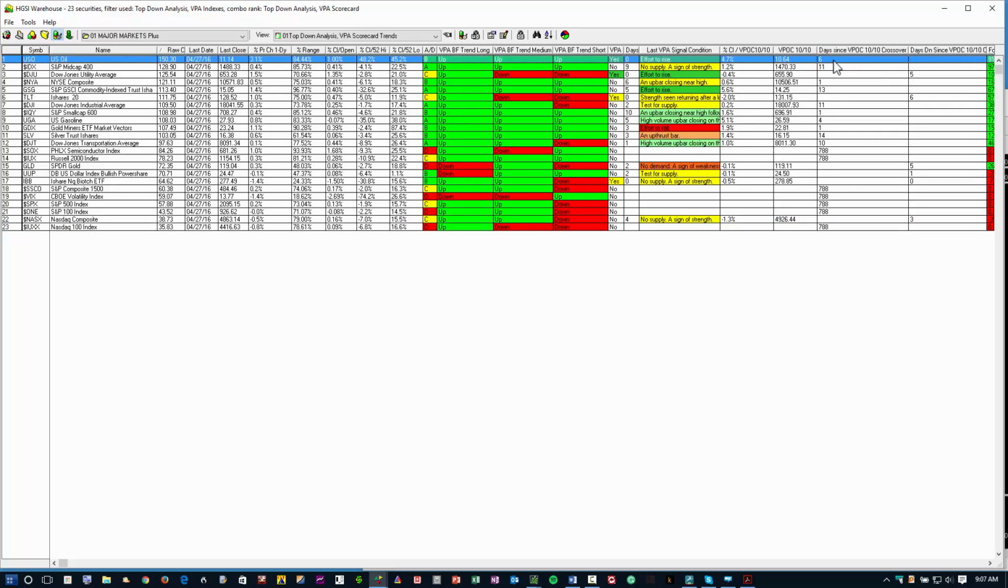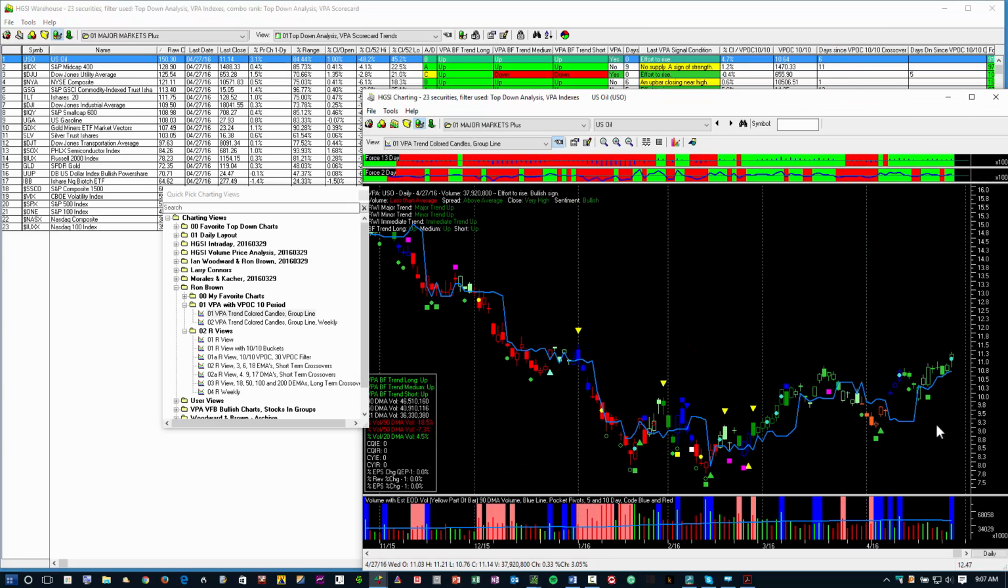Now let's take a look at USO. It says it's been 6 days since the crossover, actually 7 days, because 0 is always the crossover day. So if I bring this up, you can see that the 6 days happened right here as this crossed above the 10 period 10 bucket volume point of control, and that was right after this short-term correction. It also went positive here, stalled, came back, but you can see that in this instance it gave an early signal.